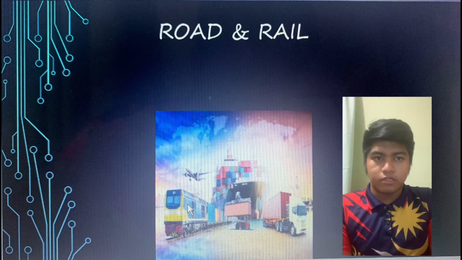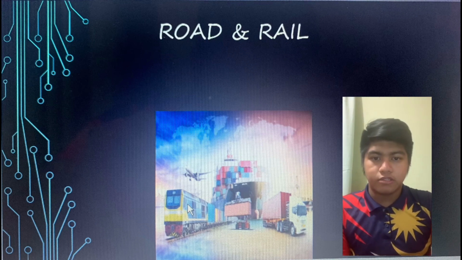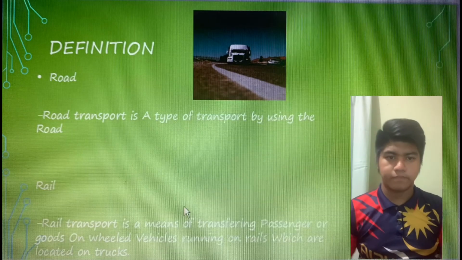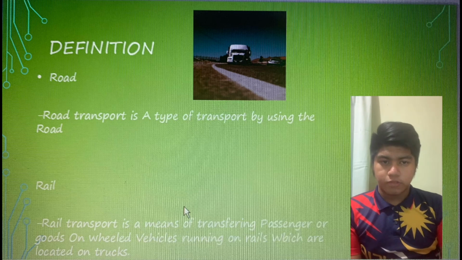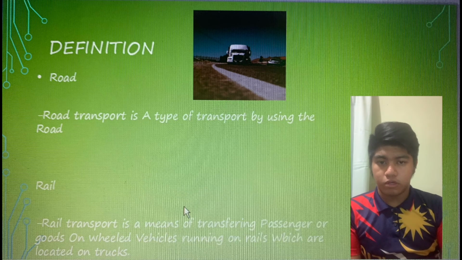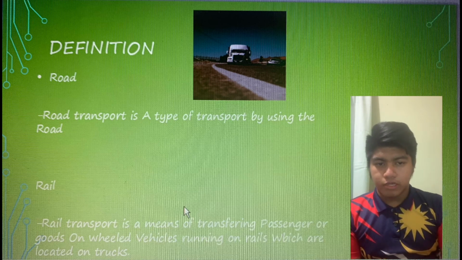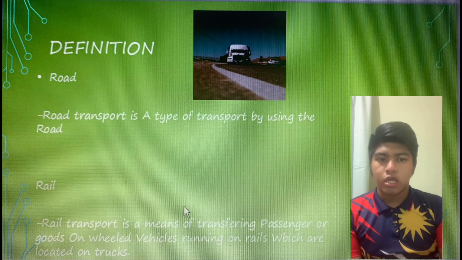Today I would like to present about the road and rail transportation. Definition of road transport: road transport is a type of transport by using the road. Rail transport is a means of transferring passengers or goods on wheeled vehicles running on rails which are located on track.